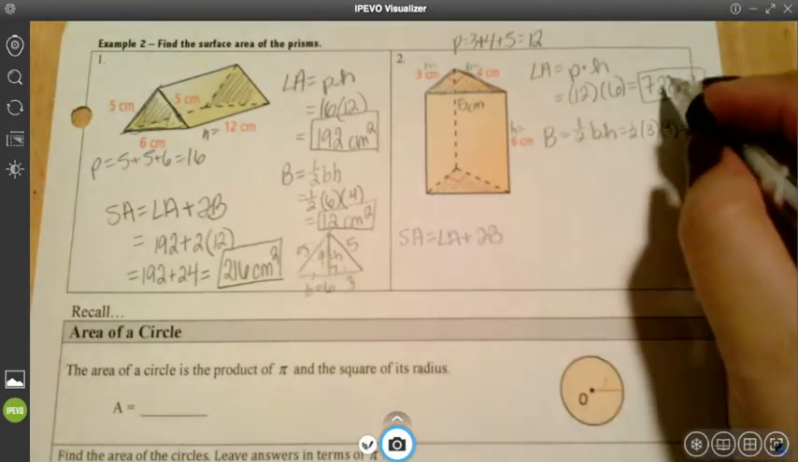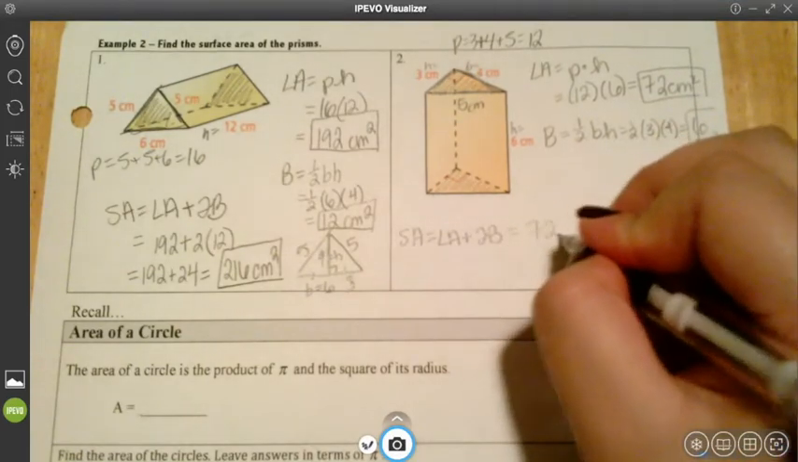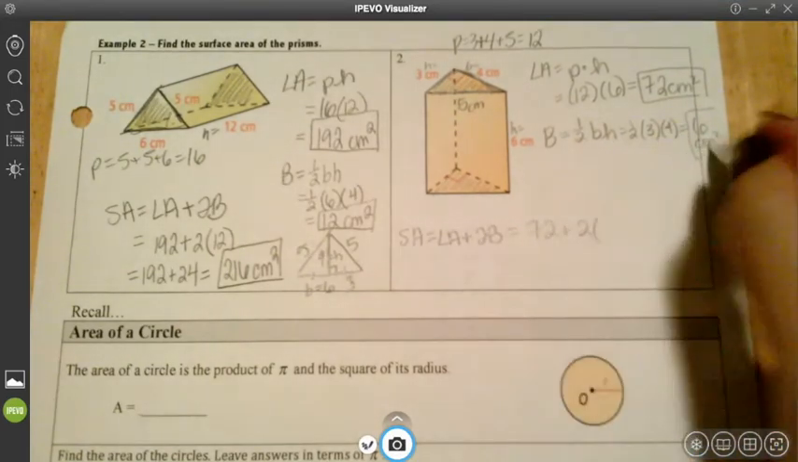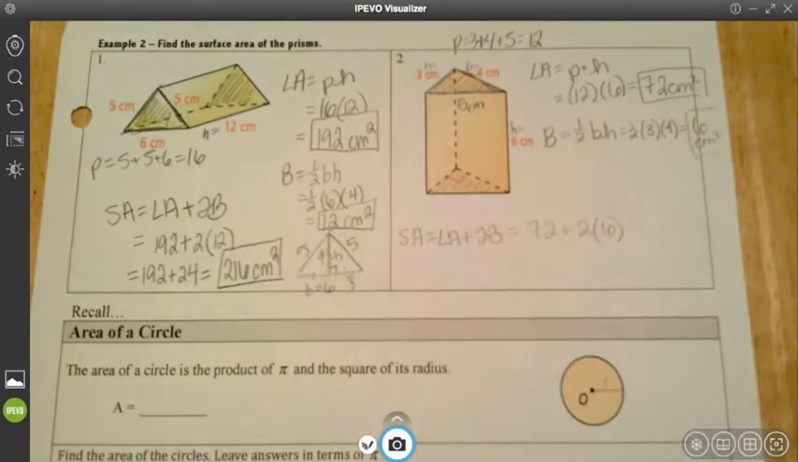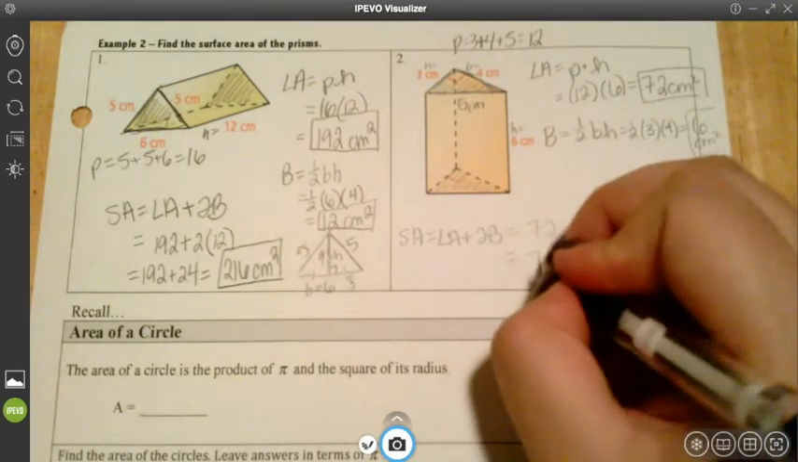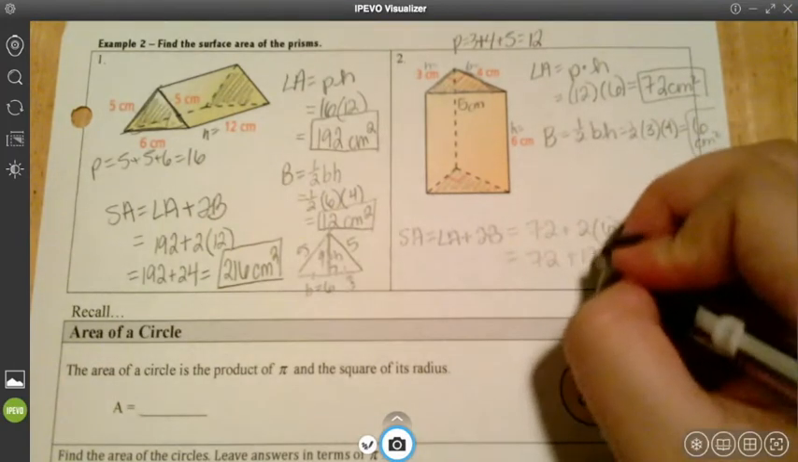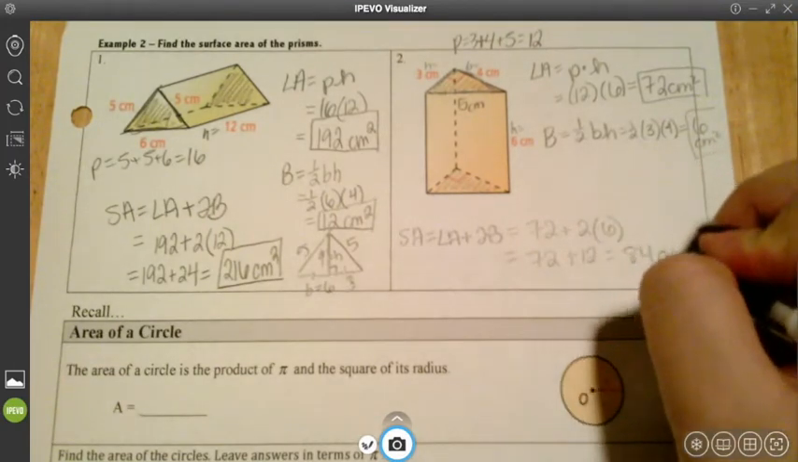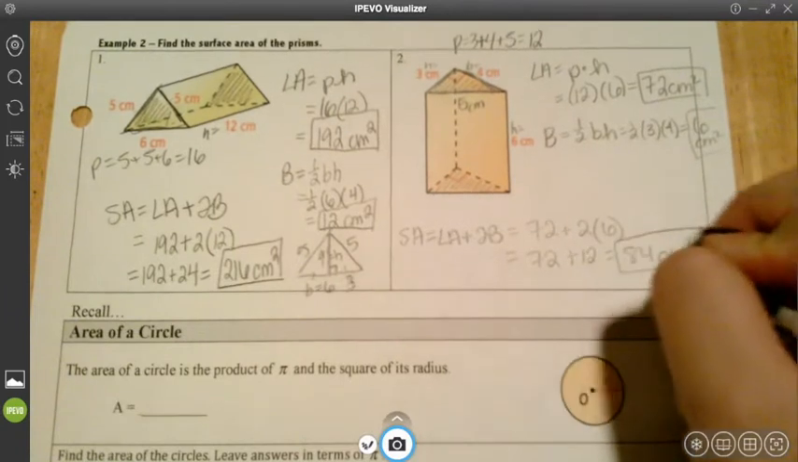Surface area is lateral area plus 2 times the area of our bases, which were triangles for this one. So that's 72 plus 12 gives us 84 square centimeters.